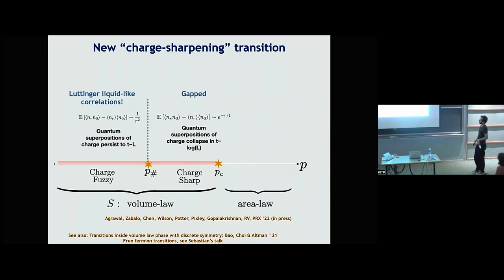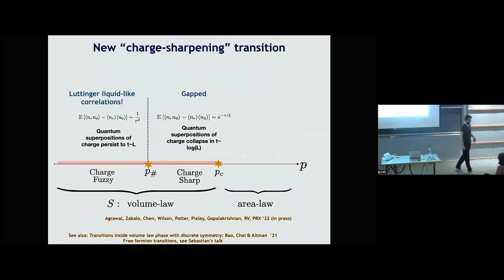So that's the phase diagram of those U1 monitored quantum circuits. This is p, the probability of measurement at each space-time point. You have this entanglement transition that you heard so much about yesterday. And inside the volume law phase, or the scrambling phase, where the dynamics is very efficient at hiding information from the measurements, you have this charge sharpening transition, which has to do with charge dynamics. It separates two phases, one that I'm going to call charge fuzzy, and the other that I'm going to call charge sharp. In the charge fuzzy phase, quantum superpositions of charge will persist up to long times.